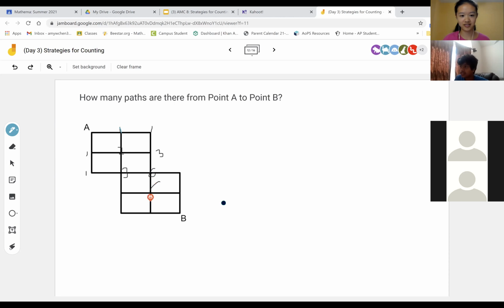The thing is, you see this point right here. That point cannot be reached by any other way except through this point right here. So what we do is make this a 3. That's also a 3, and that means that this becomes a 9. Amy, you can write the 9.